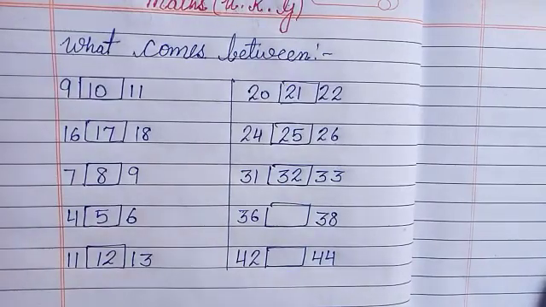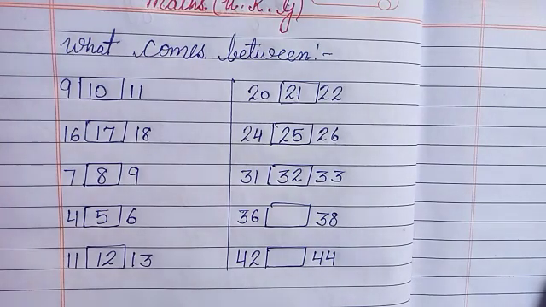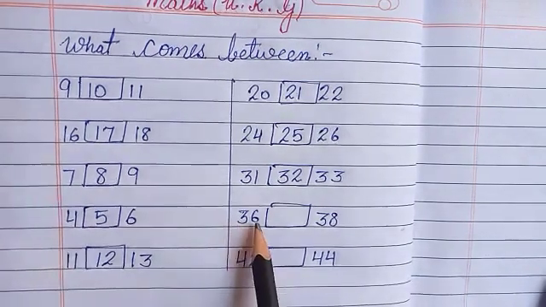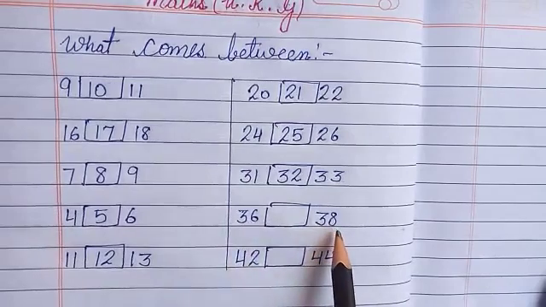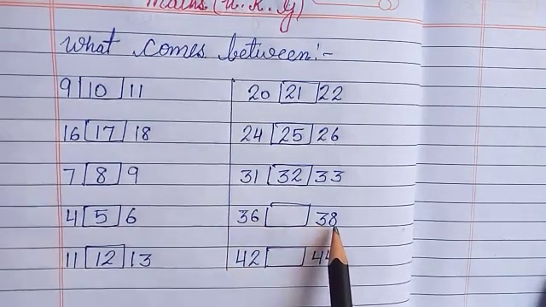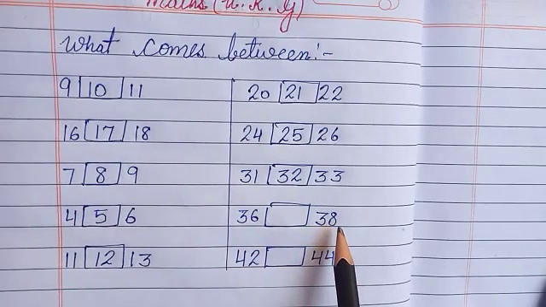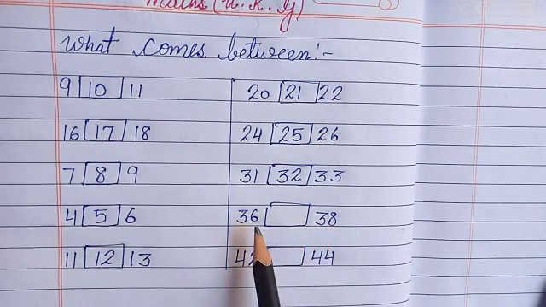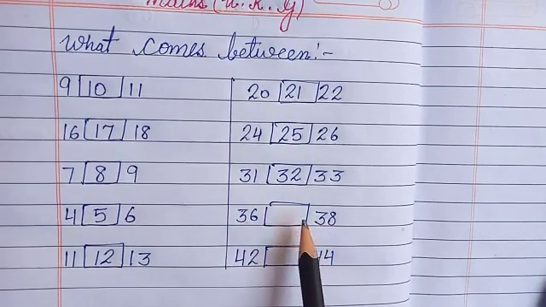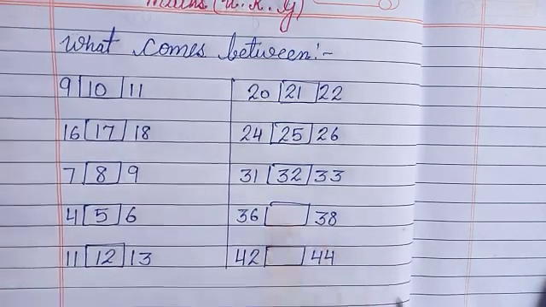Okay students, understood? Now I am going to solve the next question. Here are 36 and 38. Which number will come between 36 and 38? 37 comes between 36 and 38. You write here 37.